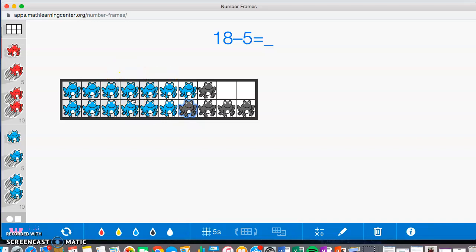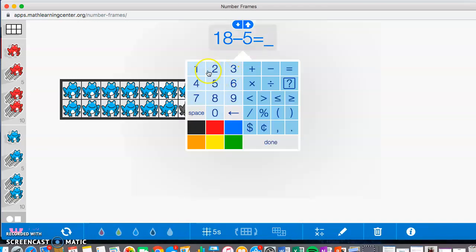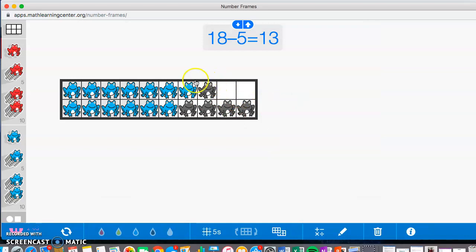So we're going to count all the blue frogs. Right here is 10. So we have 10, 11, 12, 13. So 18 minus 5 equals 13. You can put that in here. Or let's do equals 13. Done.